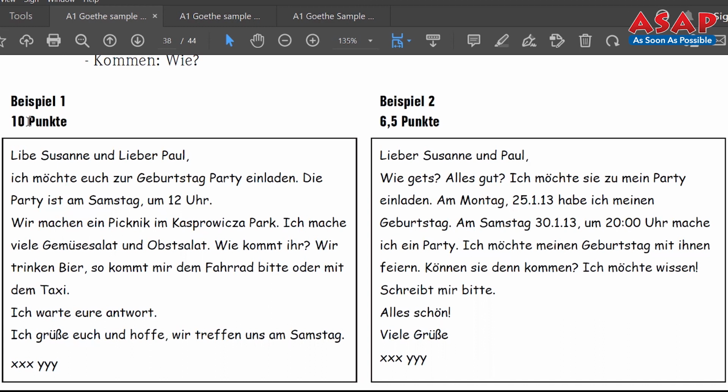Wie kommt ihr? The question is asked like how you guys are coming. Wir trinken Bier, so kommt mit dem mir. So it should be mit. Actually, they have given this 10 out of 10, but still we are expecting you to be wrong somewhere. Like, you can make mistakes. They are not expecting you to be very perfect grammatically. You can see this one mistake here. Ja, ich mache viel Gemüsesalat und Obstsalat. Wie kommt ihr? Wir trinken Bier. So it should not be so, it should be also.